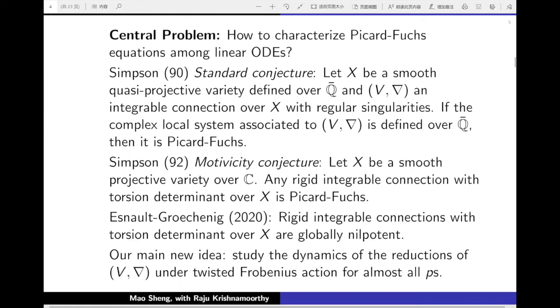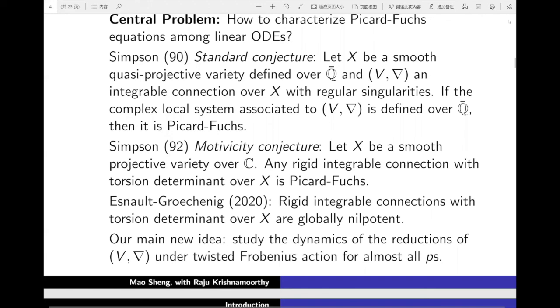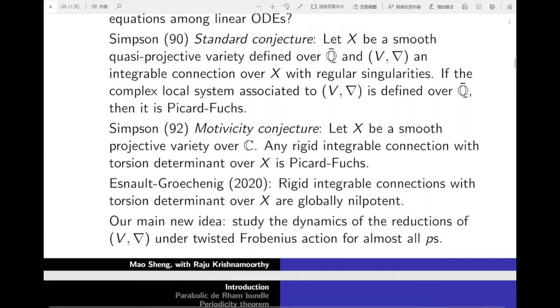And he has another conjecture, the so-called motivicity conjecture. This is already in Gerhard's talk. It says that if I have a smooth projective variety X over C, then any rigid integrable connection with torsion determinant on X is Picard-Fuchs. And a fantastic recent result, I think published this year and appeared online 3 years ago, due to Esnault-Groechenig, says that any rigid integrable connection with torsion determinant on X is globally nilpotent. Here, globally nilpotent means that when you spread out this connection and reduce modulo p, for almost all p, it has a nilpotent p-curvature.